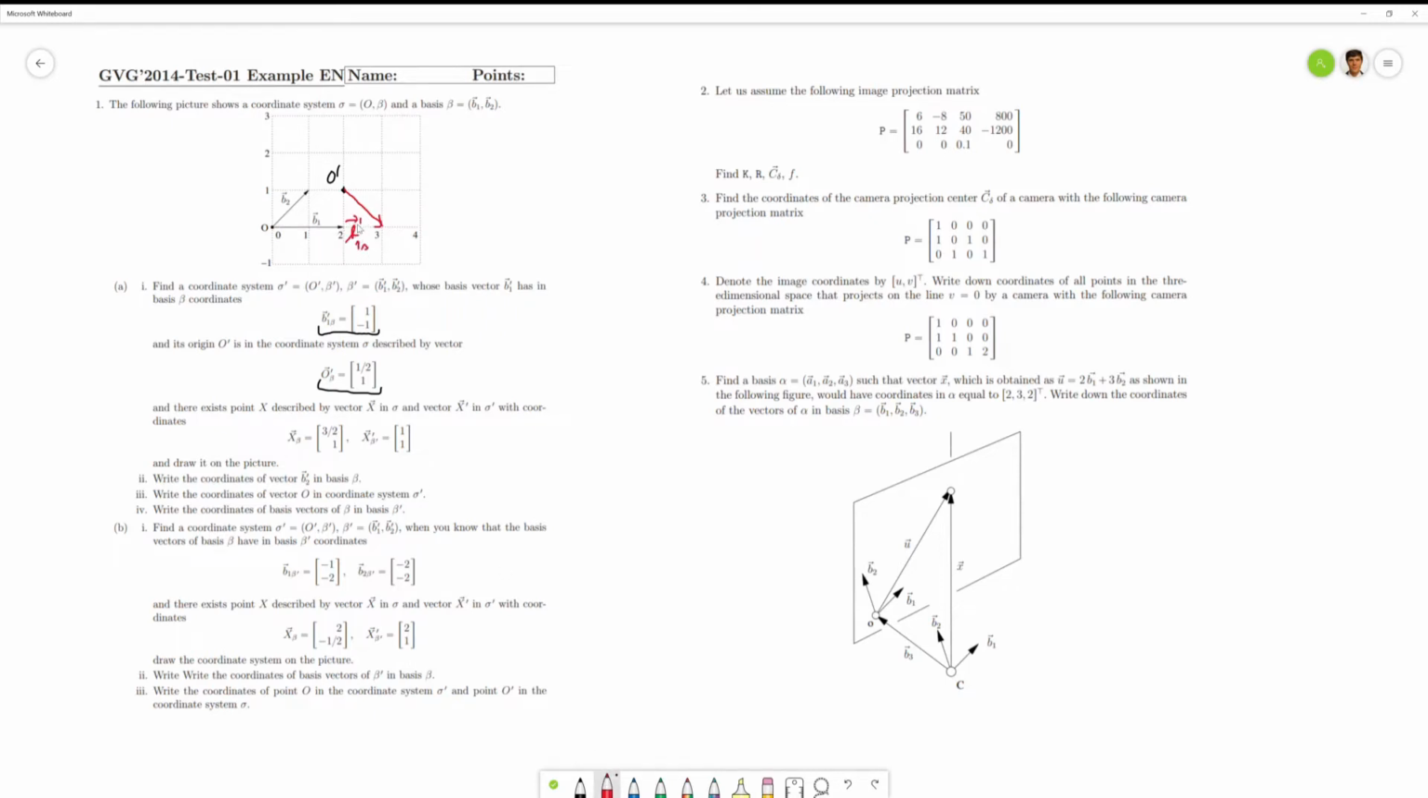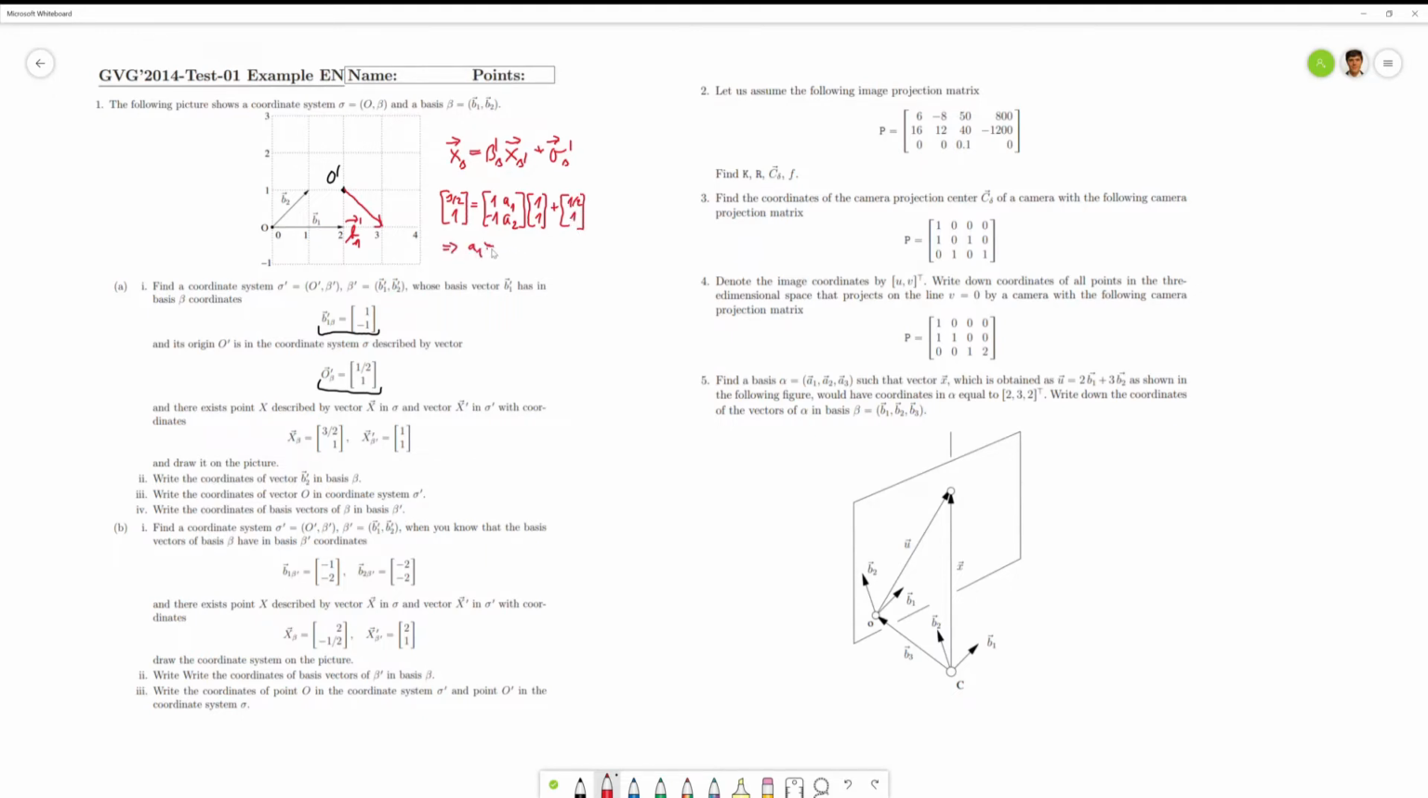Now we have a relationship between x in beta and x prime in beta prime. Note that x and x prime represent the same point in our figure. We can get x in beta by transforming x in beta prime by a matrix beta prime to beta plus a translation to O prime in beta coordinate system. Transformation matrix from beta prime to beta are just vectors beta prime in beta.